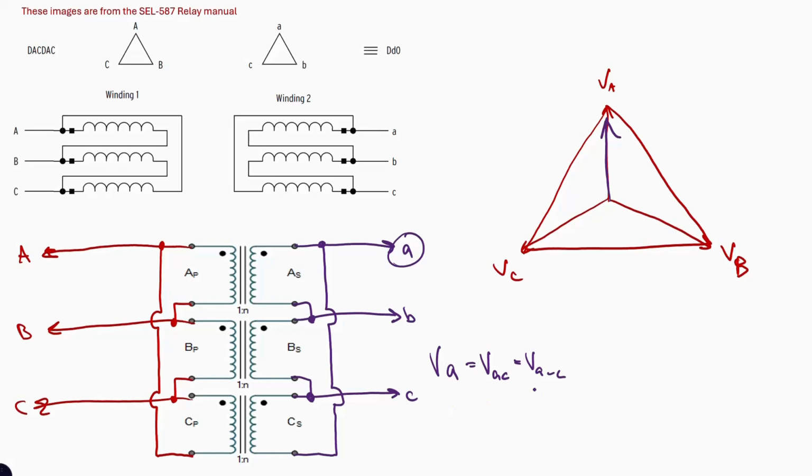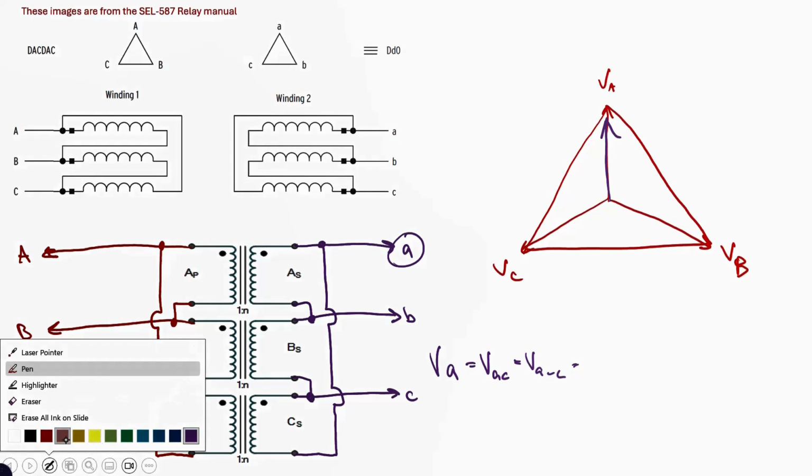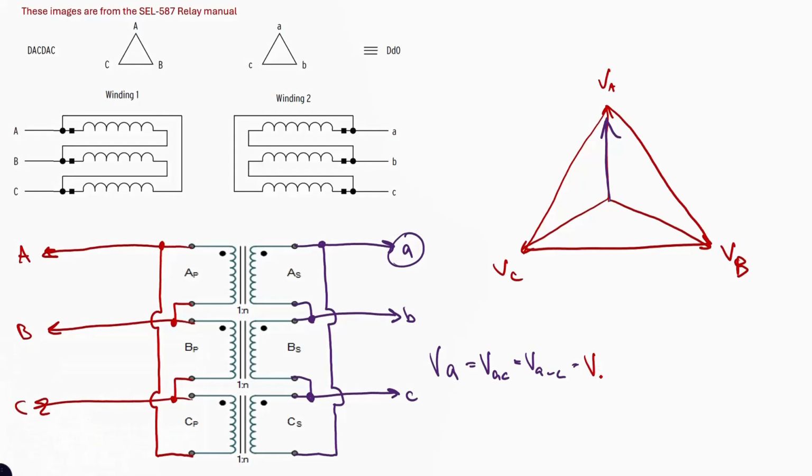And what is VAC, right? Well, VAC is equal to, on the primary, just to recap this, V big A minus C, which if you trace it back out, it goes all the way back up to A. So this is just VA. Okay, so this is why this one's even easier.